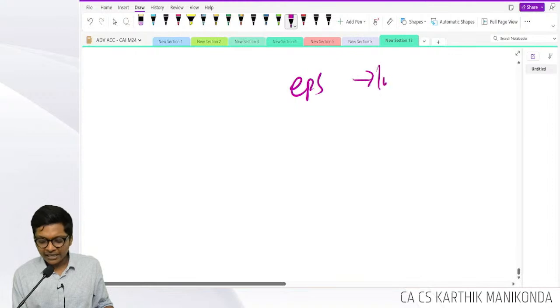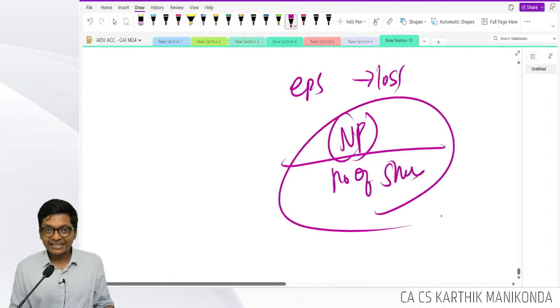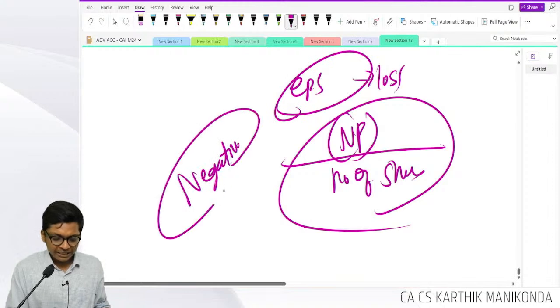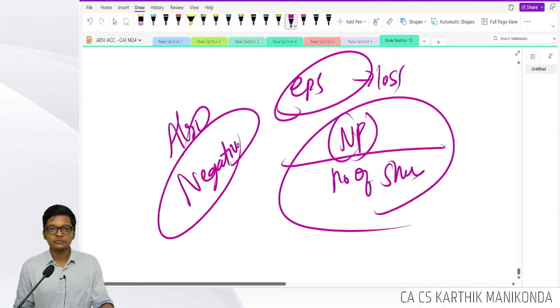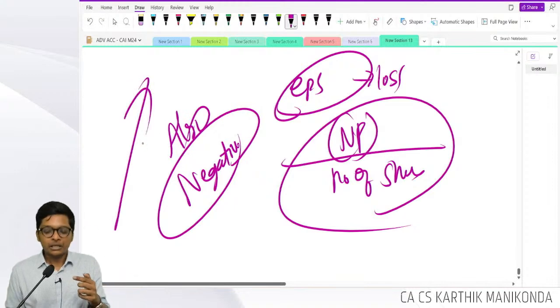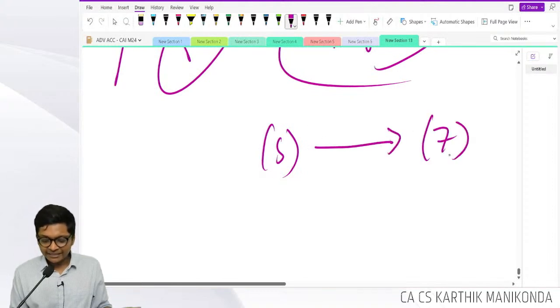Sir, what if I have a loss? The numerator is net profit or loss divided by the number of shares. Can I divide? Yes. EPS can be negative also. Diluted EPS negative means the loss should increase. So if basic EPS is negative 5, diluted EPS will be negative 7.